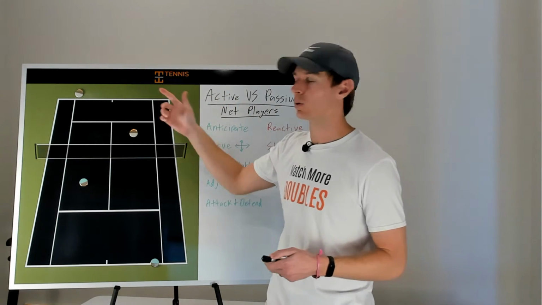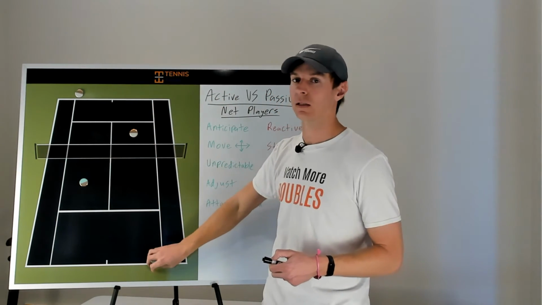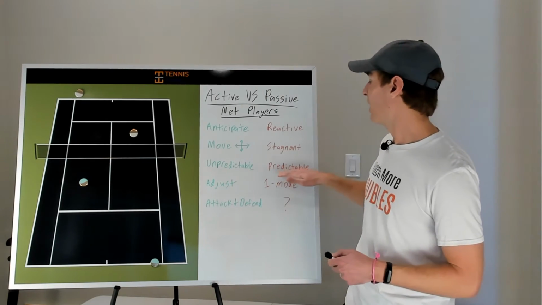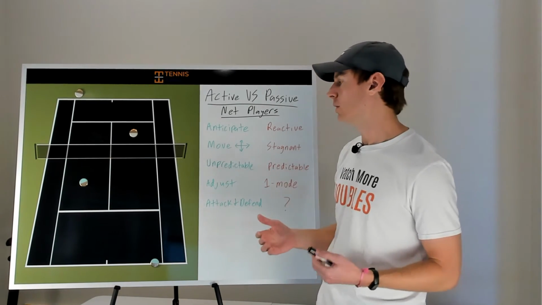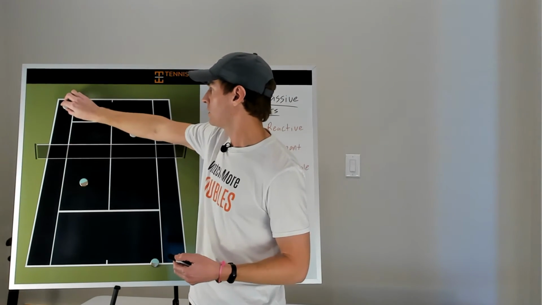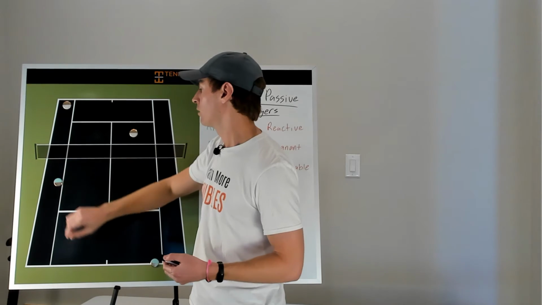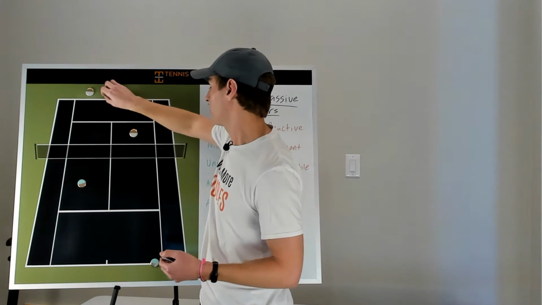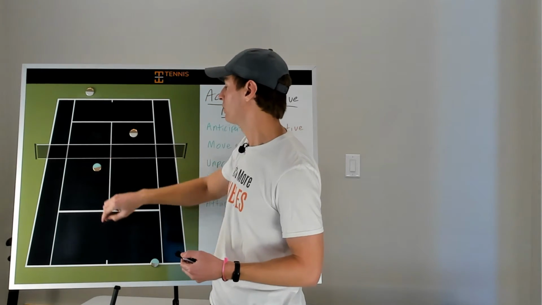It's going to, again, force a lot of errors and help take a lot of pressure off your partner at the baseline. Bad or passive net players are very predictable in their movements. So if this player is hitting a forehand from inside the baseline, this player will go over to cover the alley every single time. Or if they're hitting a backhand from the middle of the court, they're going to come here every single time.